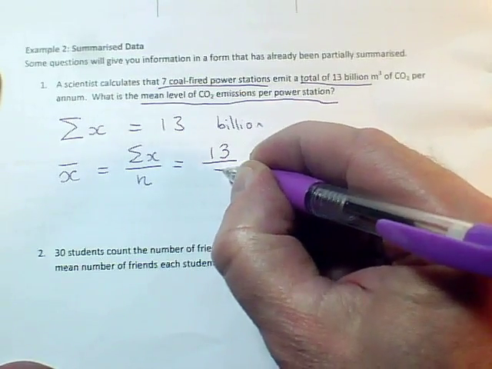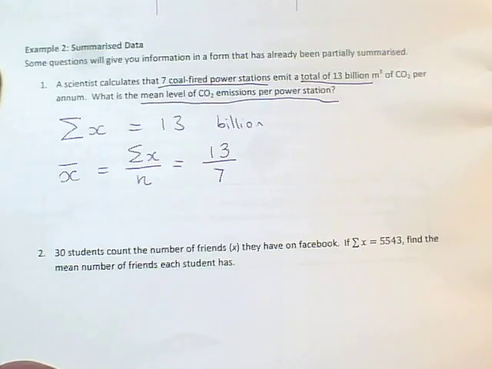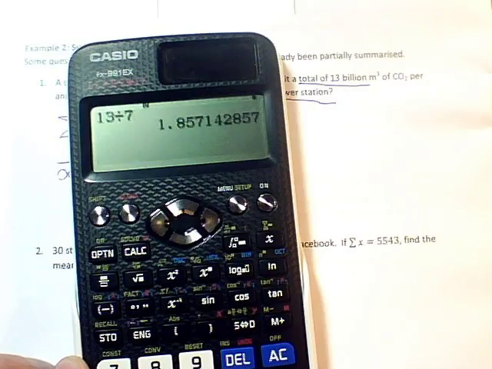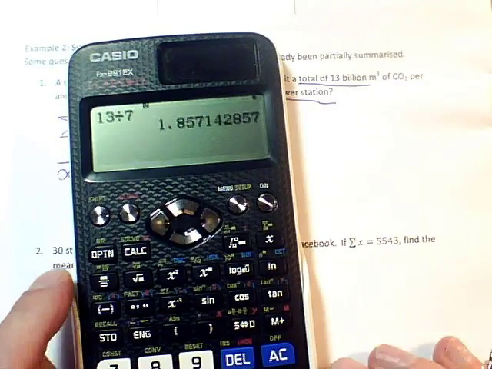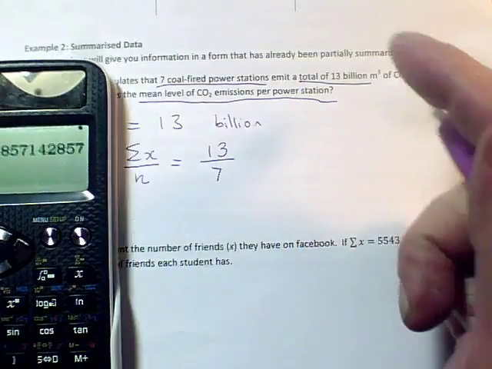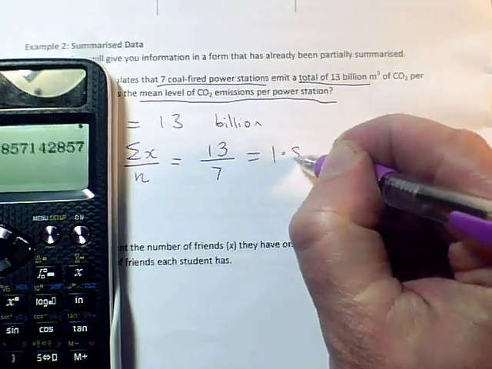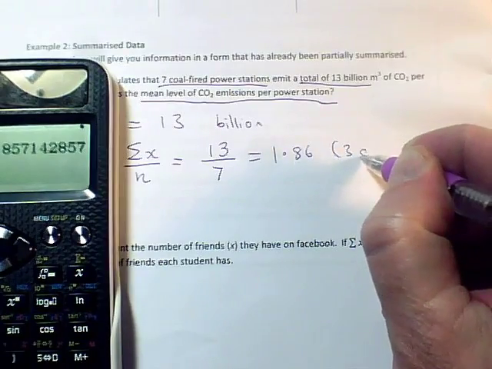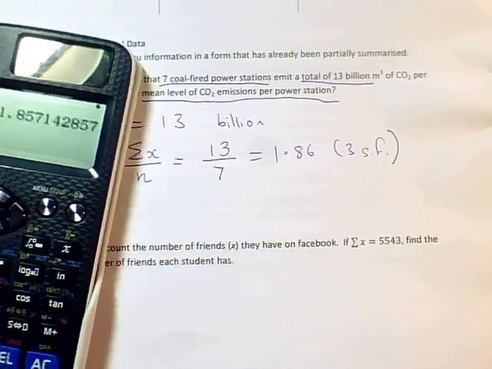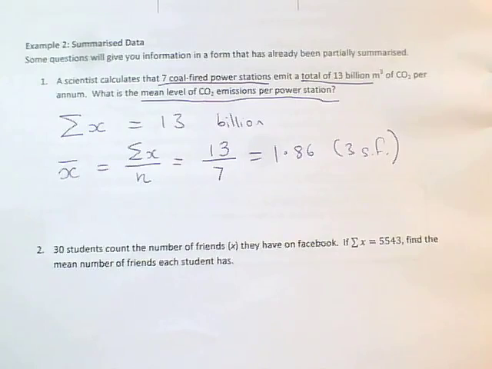The 7 numbers added up to 13, and n is how many numbers were in the list. So it's 13 divided by 7, which I do on my calculator. 13 divided by 7, my calculator tells me, is 1.857, which I can record as 1.86 to 3 significant figures. Okay. Remember, we always give 3 significant figures.